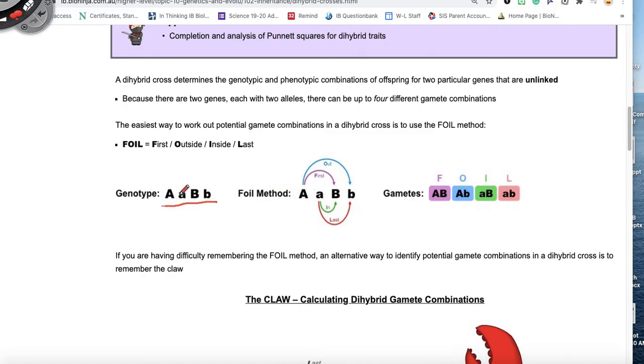These are the two genes, with four possible alleles. So how are they going to recombine via the law of independent assortment? They're going to recombine independently of one another. So the first alleles could give you one combination. The outer alleles can give you one combination. The inner alleles can give you one combination. And the last alleles can also give you one combination. Right? So you have four potential gamete combinations, and this is the FOIL method.